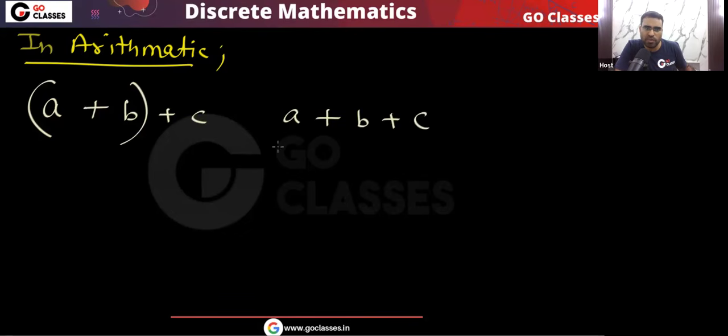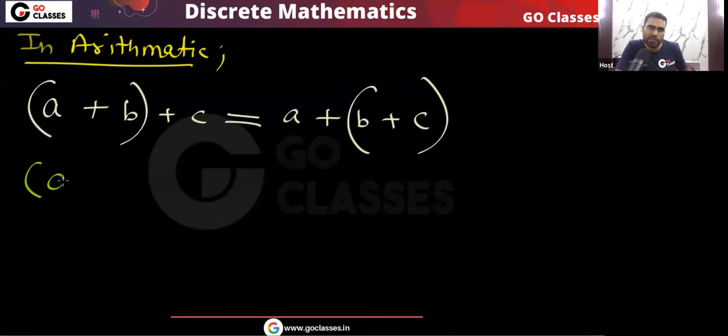Now tell me, in your regular mathematics, in arithmetic, do you remember some operation which is associative? Yes, the addition operation, A plus B plus C. Whether you do this addition first or this addition first, the result will always be the same. So addition is associative. Yes or no?